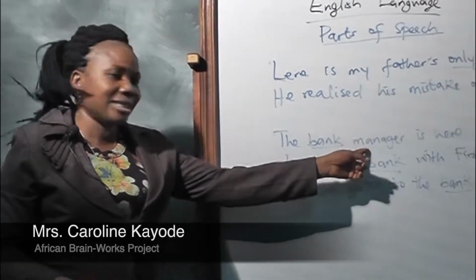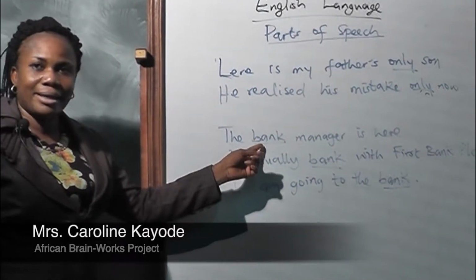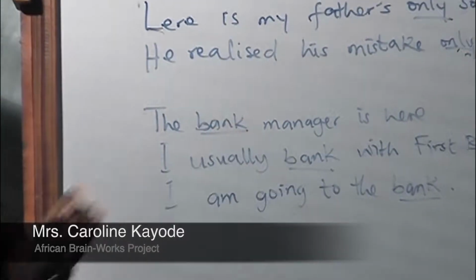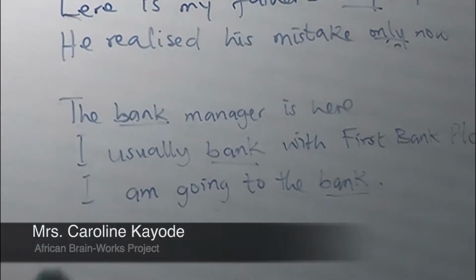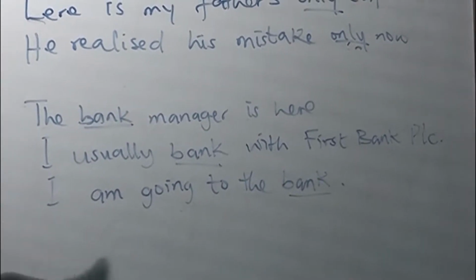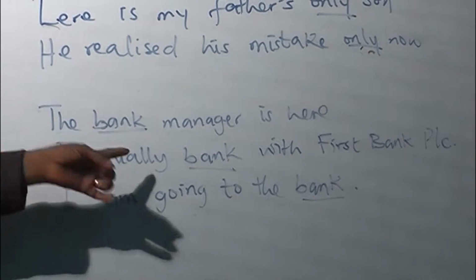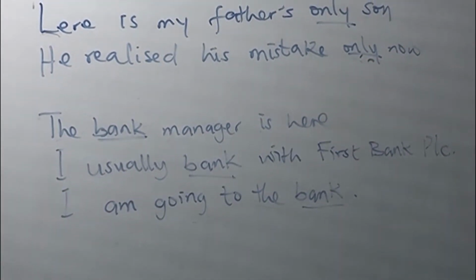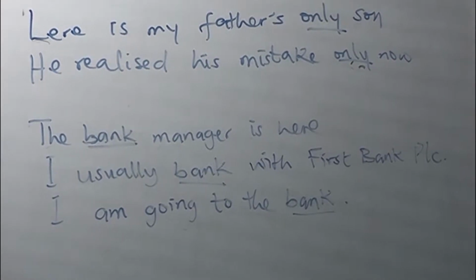Bank manager. The manager is who we are focused on here. So the bank here is an adjective qualifying manager. The second sentence says, I usually bank with First Bank PLC. Bank with First Bank. I perform a particular action. I have an interaction, a business with them. So the word bank here is functioning as a verb. So it is no longer a noun or an adjective.